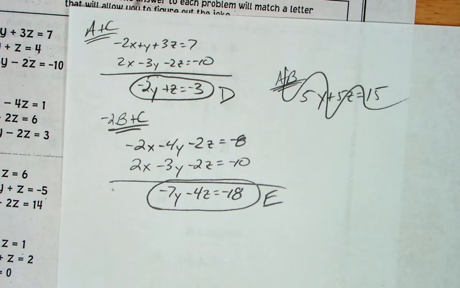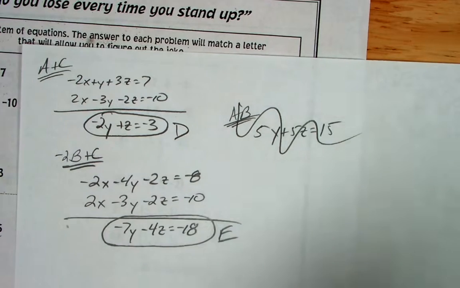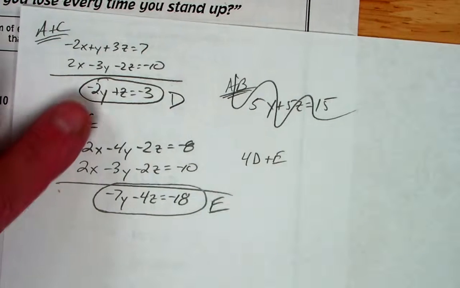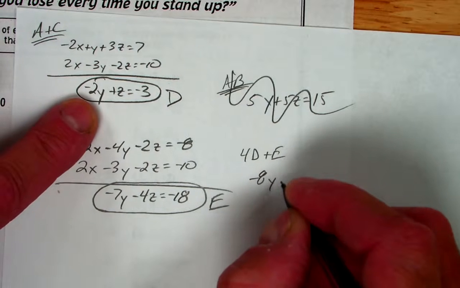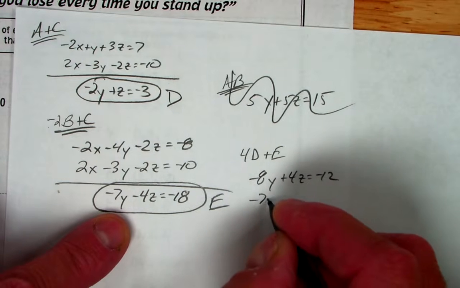We could do substitution by getting Z by itself on the first one. I'm going to make my recommendation that I think has the least number of mistakes. I'm going to get rid of Z. Why? Because this already has a negative 4. I could just take that top equation times 4. So I'm going to go 4D plus E. That's what I'm doing. Would you have to do it this way? Nah. Okay. So 4 of these: negative 8y plus 4z equals negative 12. And then I'm just going to take this one down.